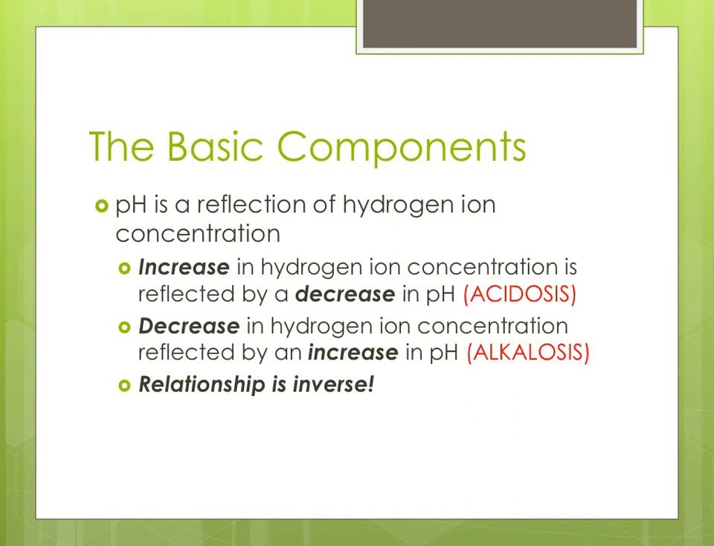When we're talking about the pH, we're just talking about the hydrogen ion concentration. So if we have an increase in hydrogen ions, that means there's a decrease in the pH, and this is acidosis, and we've talked about this in class several times. So that's reflected by that pH of less than 7.35 that we've talked about. If you have a decrease in your hydrogen ion concentration, then you have an increased pH, or a pH that's over 7.45.